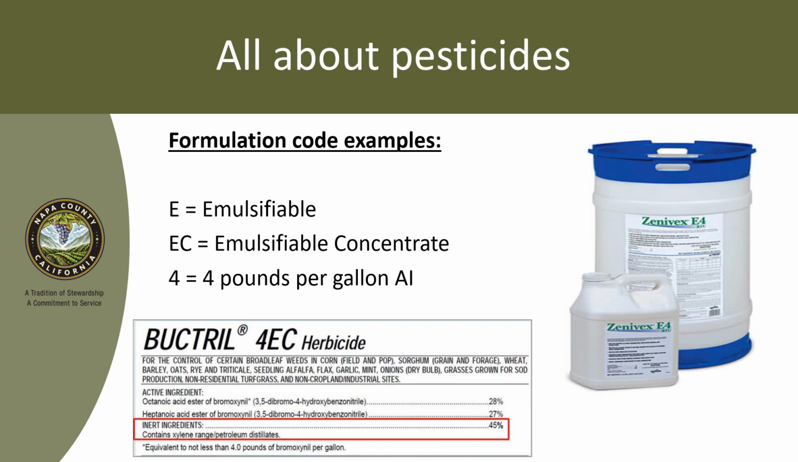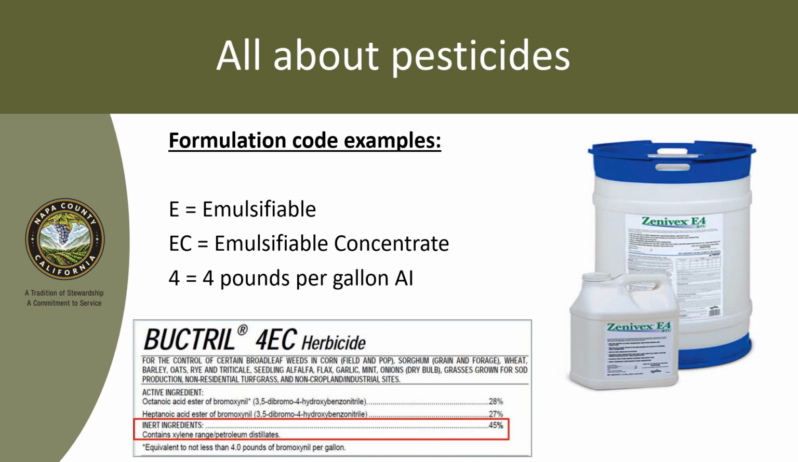So here's some more formulation examples. We talked about the E for emulsifiable and EC for emulsifiable concentrate. What about the number? Take a look at that product label sample there for Buctrel, 4EC. Okay, EC, it's an emulsifiable concentrate, great. But what does the 4 mean? Well, the 4 simply means that there are 4 pounds per gallon in a container of the active ingredient. It's kind of handy to know that, and every time you see that number in front of a formulation like that, that's what it means. So in this case, we have 4 pounds of active ingredient in this container of Buctrel.